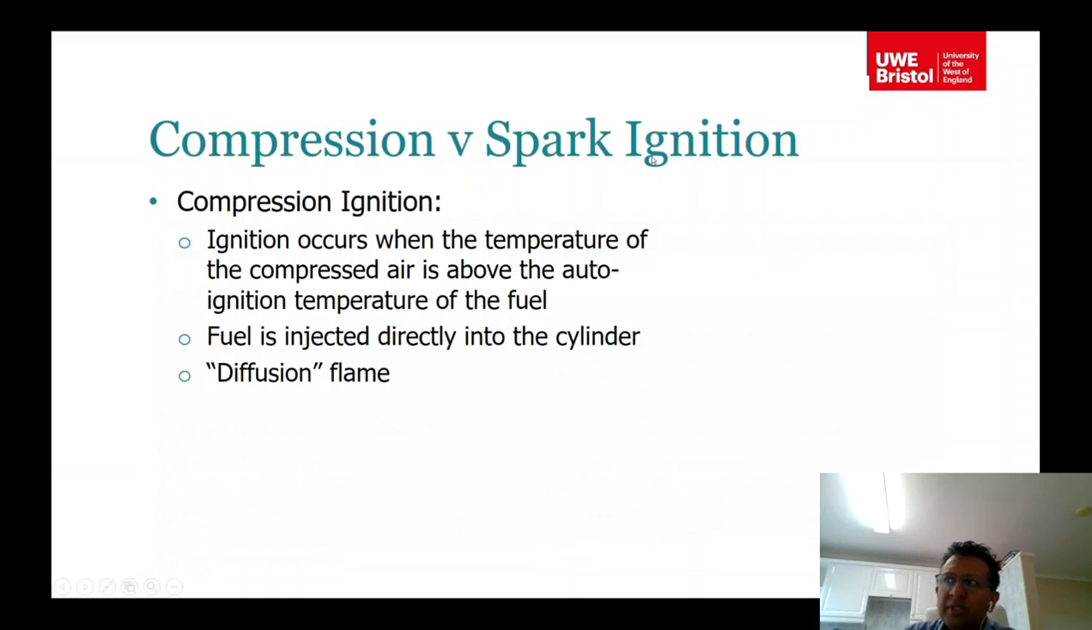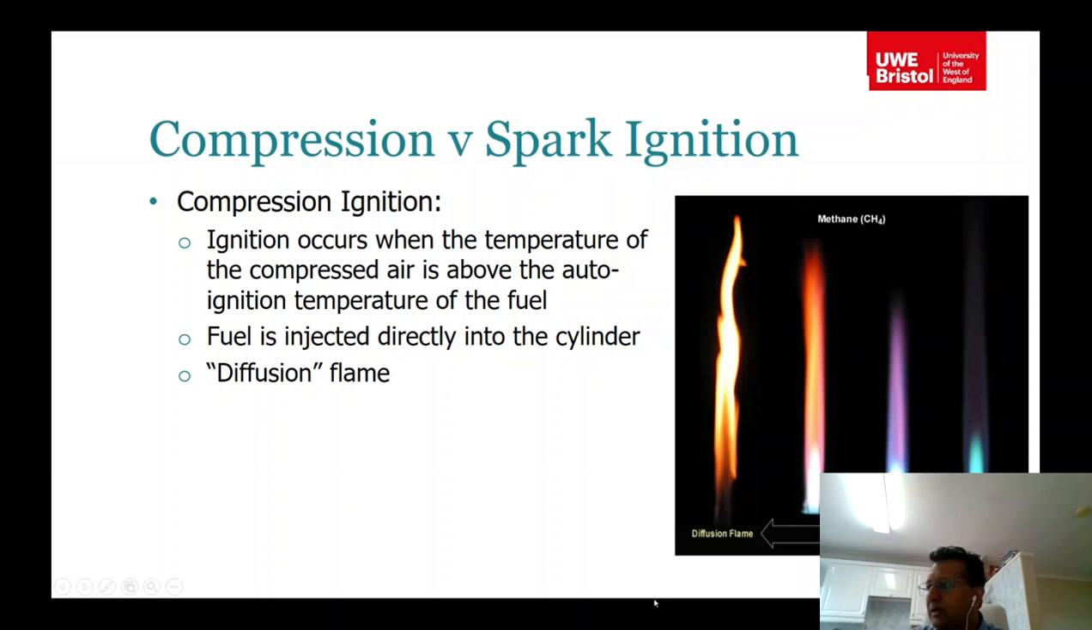Then compression ignition versus spark ignition. In compression ignition, ignition occurs when temperature of the compressed air is above the auto ignition temperature. So a fuel has an auto ignition temperature, and so fuel is directly injected into the cylinder or the pre-combustion chamber. And the type of combustion there is diffusion combustion. It's a diffusion flame that has been created, and this picture gives you an idea of a diffusion flame.